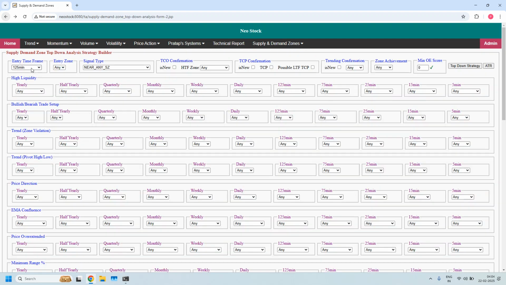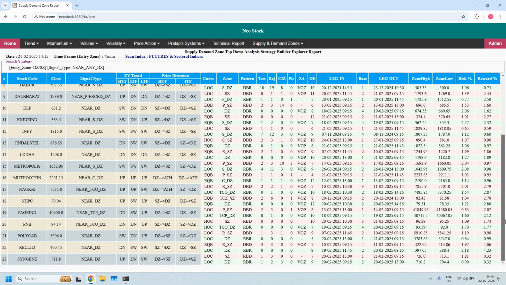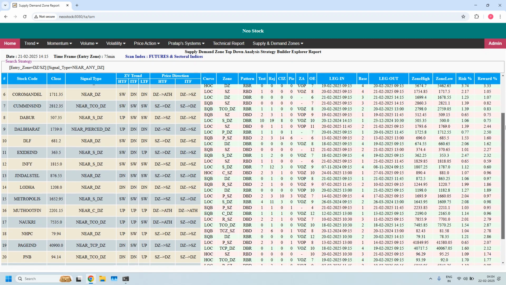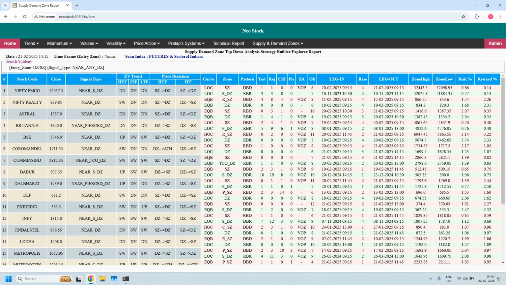Okay, next time frame is 75 minutes. Stocks near 75 minutes demand zone. We got 23 stocks. Let us identify high liquidity 75 minutes demand zones from this list. NIFTY FMCG, it is not listed in F&O, so we are leaving this.